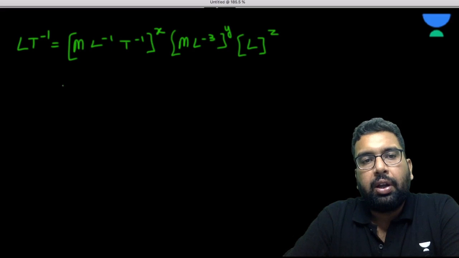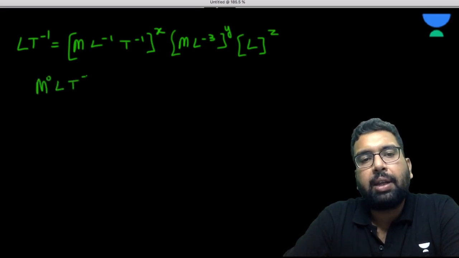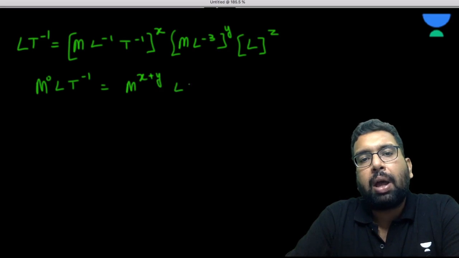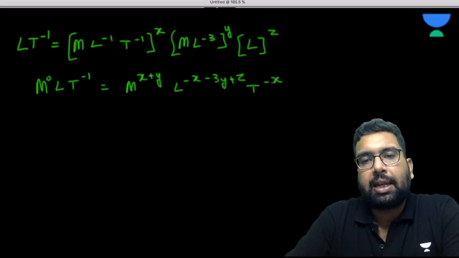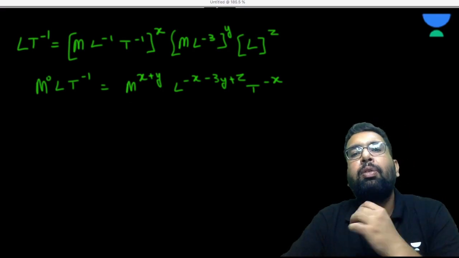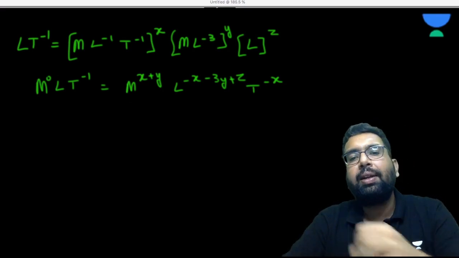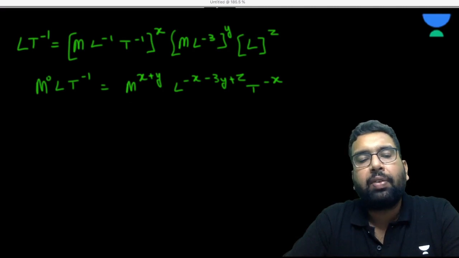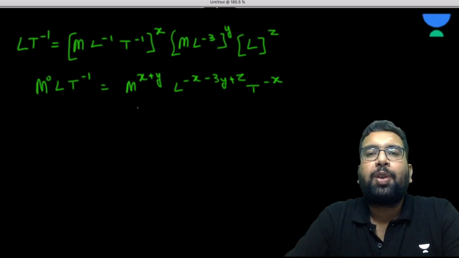So here I can write on the left hand side MLT^-1. Here we can have M to the power x plus y, L to the power minus x minus 3y plus z, and T to the power minus x. This is how we can formulate the equation, right? So from here what we can do?